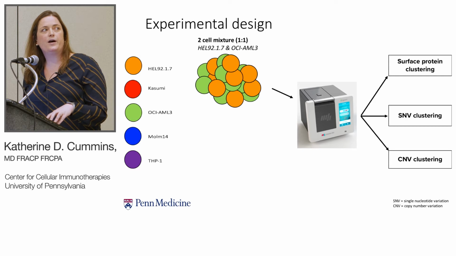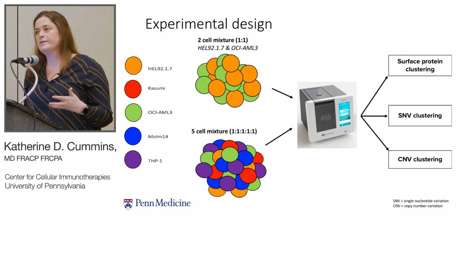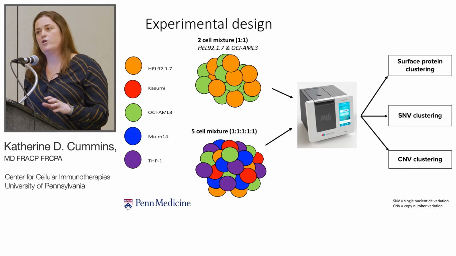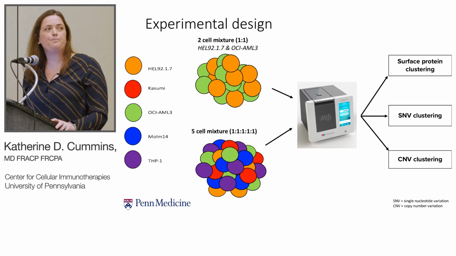And then as a second part, we did the same thing, but with a more complex mixture of cells, again keeping that 1-to-1 ratio, so we knew what we'd put in, and we could try to correlate with what had come out.